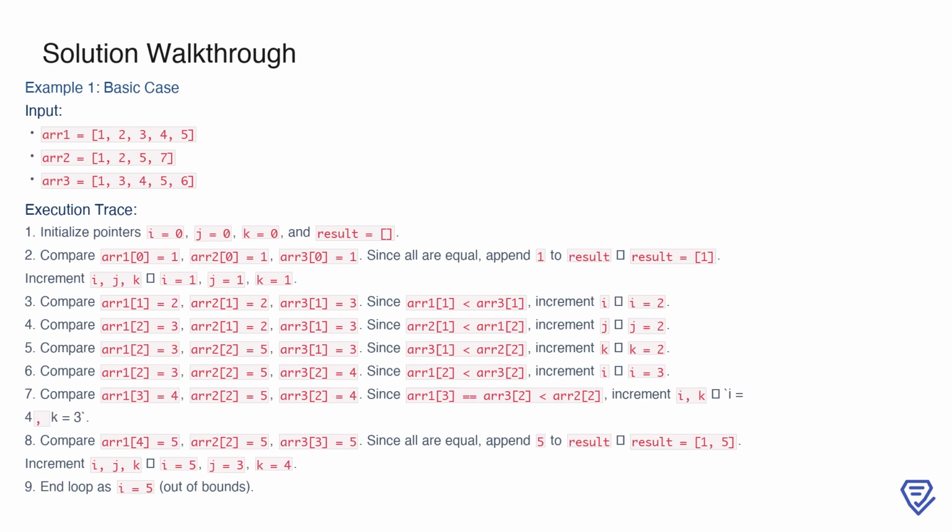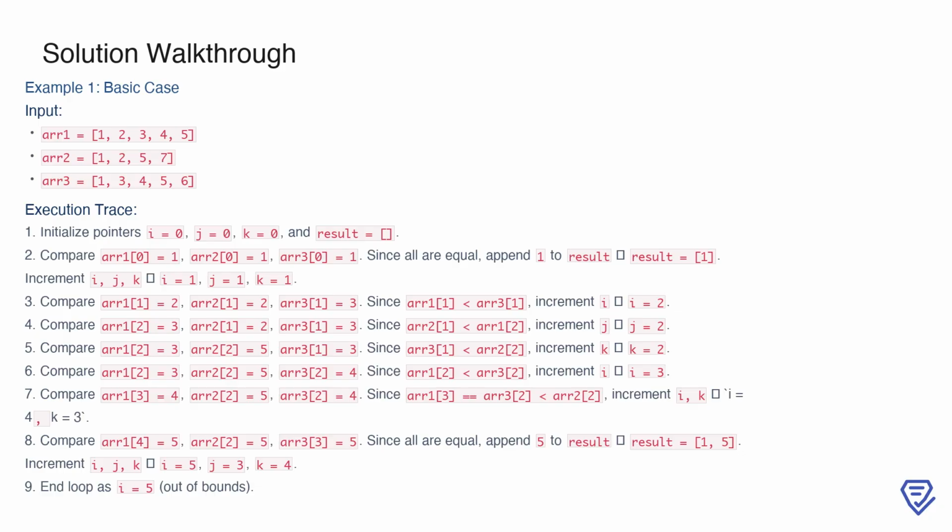Here, we're working through the first example, where the input arrays are ARR1 equals 1, 2, 3, 4, 5, ARR2 equals 1, 2, 5, 7, and ARR3 equals 1, 3, 4, 5, 6. We start by initializing 3 pointers i, j, and k to 0, and an empty list called result to store our output. The goal is to find all elements that are common to these 3 sorted arrays.